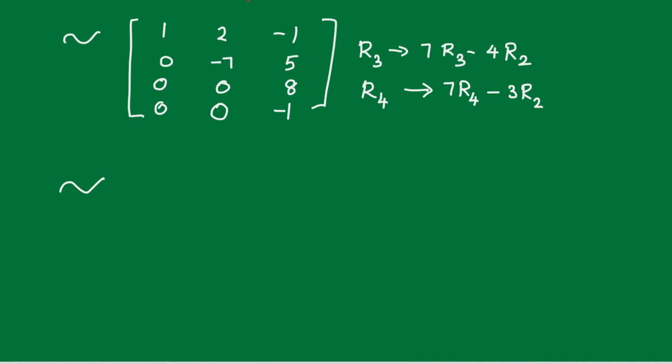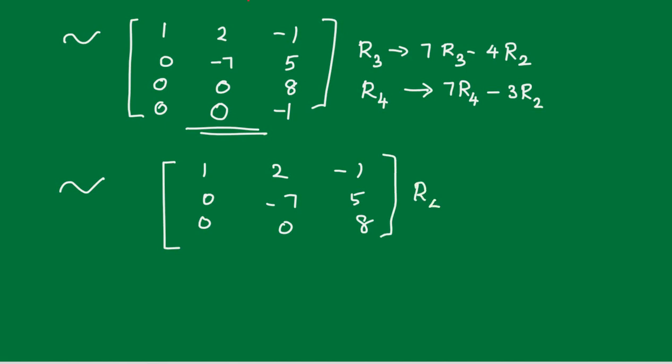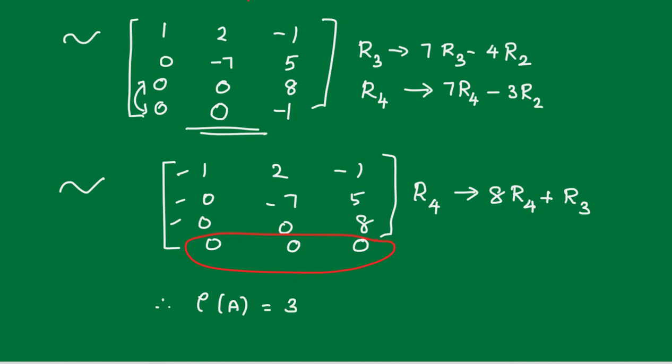Next transformation: we could see the last row must be a 0 row, so we have to make the transformation. Until then, the second row remains as it is, and the third row remains as it is. I am going to transform the fourth row here. R4 can be transformed only with the previous row, that is R3. So it is 8 times R4 plus R3, and we get 0, 0 and 0. So the number of 0 rows is 1, and the number of non-zero rows is 3. Therefore, we say the rank of A is equal to 3.